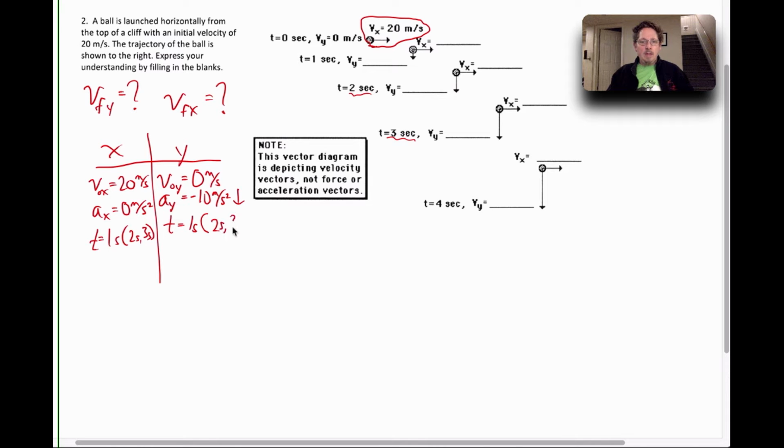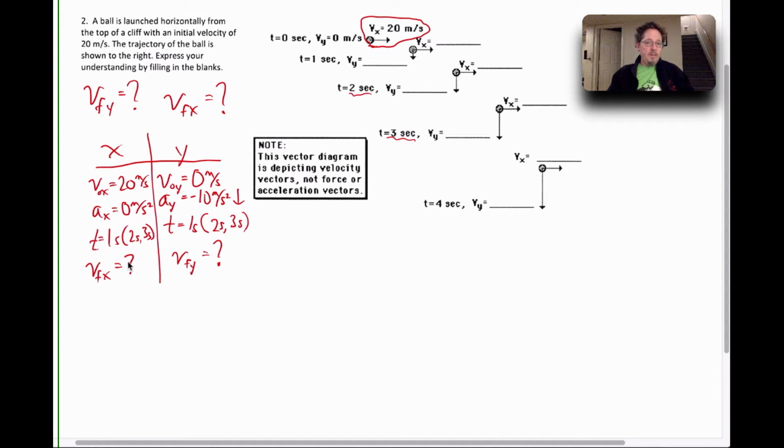So on the one hand, that can be a little bit confusing. On the other, if I already have time, that's really nice because that's a given for both x and y. Okay, so you can see here we have 3 givens for both x and y. So I can figure out what my v final x is. I can figure out what my v final y.